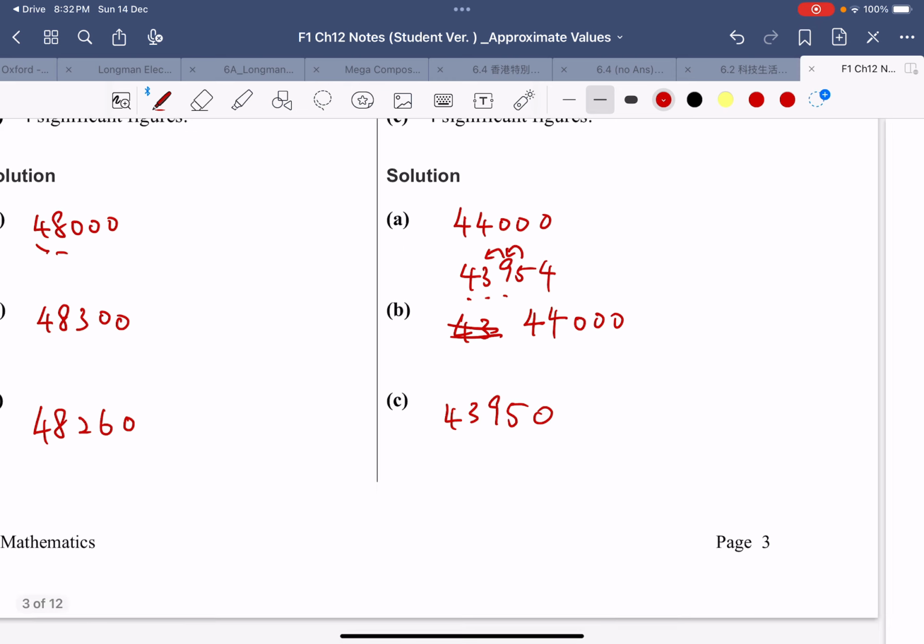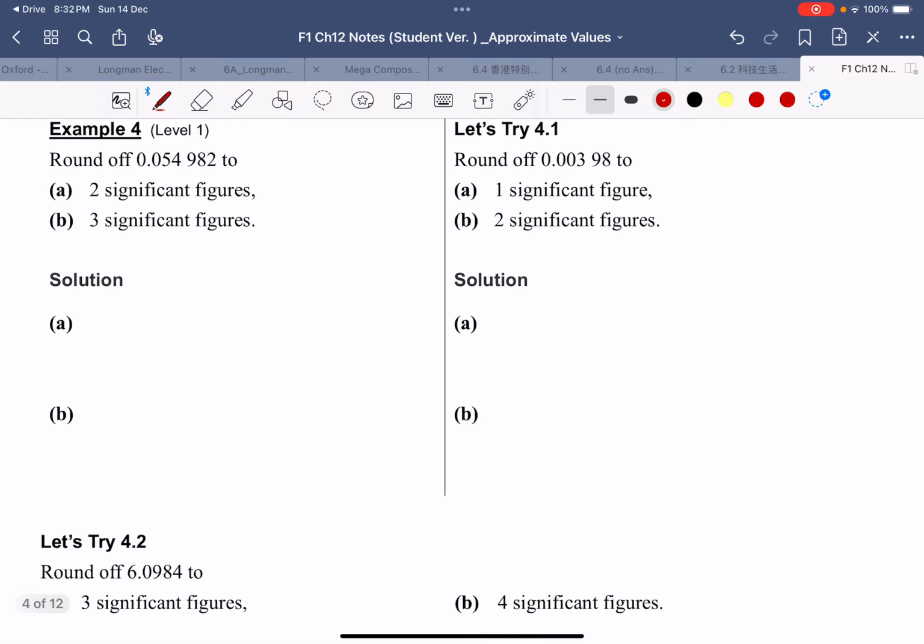Alright, that's simple. Continue. Sometimes we encounter some small decimals, 0.00 something like this. And then round off this number to 2 significant figures, okay? Counting from the leftmost non-zero digit, which is 5. Count 1 and 2. So you need to have 2 significant figures for this number, and then 0.0. And then the 9 will add 1 to the 4. So it becomes 5, 5.